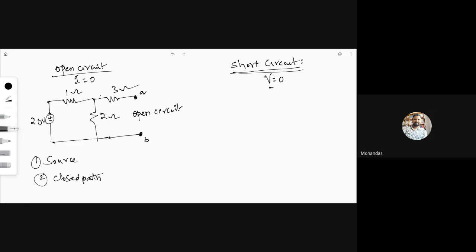Current will flow from here through the 1 ohm and 2 ohm. Then can you guess what is the current flowing through the 3 ohm resistor?